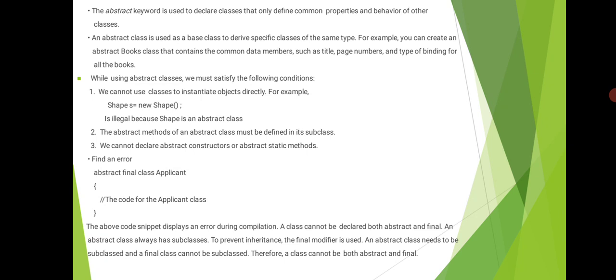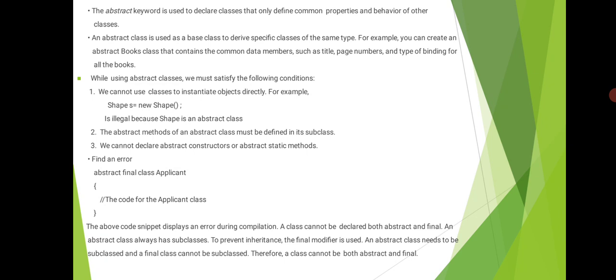Abstract classes should be inherited by a subclass, and abstract methods should be defined in the subclass. This is the opposite of final. So here, find the error. I have given some code, an abstract final class Applicant. We write some code for this class.